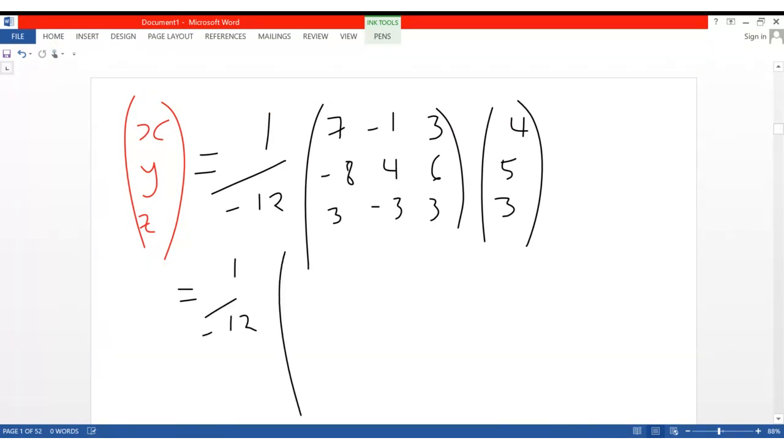Again, row column. So I'll have 7 times 4 plus negative 1 times 5. Yes. Okay, I have a question on our third row there. So we shall have negative 7, row column, negative 7 times 4 plus negative 1 times 5.